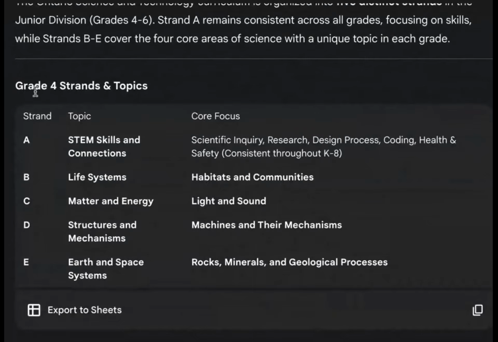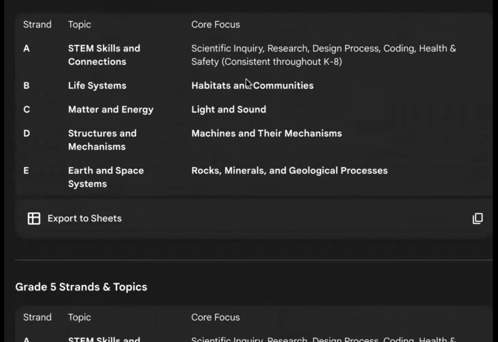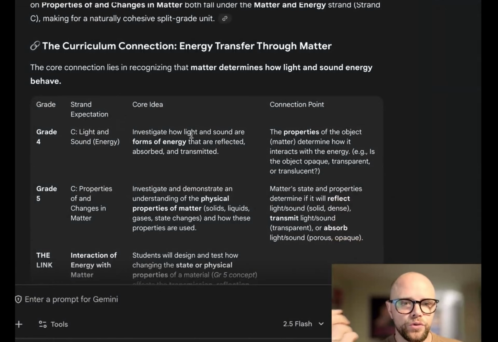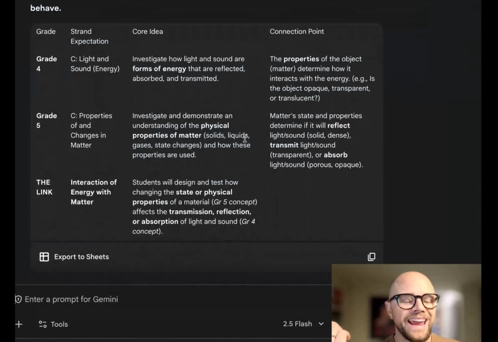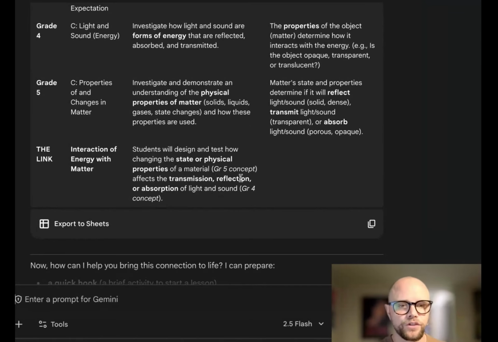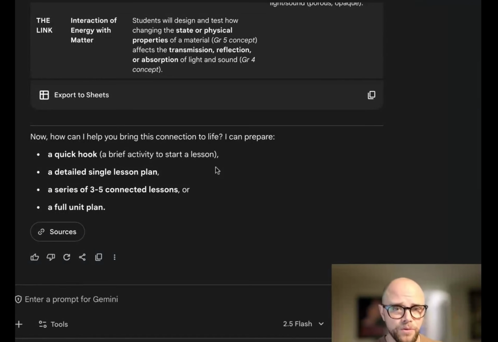Science is awesome. They're not wrong. It asks, are we doing STEM skills? So here we go, and it lists it out for us. Okay, that makes sense to me. Here's how it works. It tells you the two strands and the connection between them, so you can understand more deeply what the link is. They're going to design and test how changing the state of matter affects the transmission, reflection, and absorption of light and sound. Whoa, that sounds really cool, and I wish I had this last year.